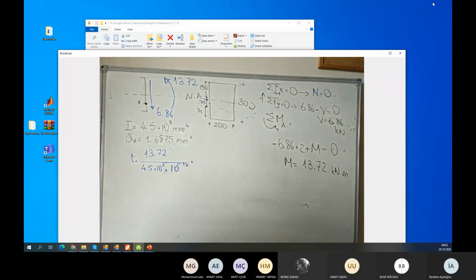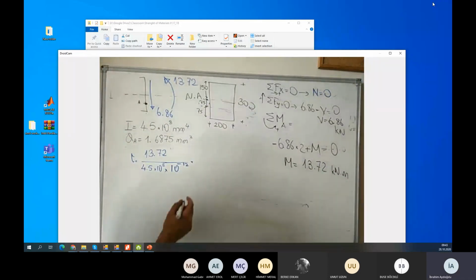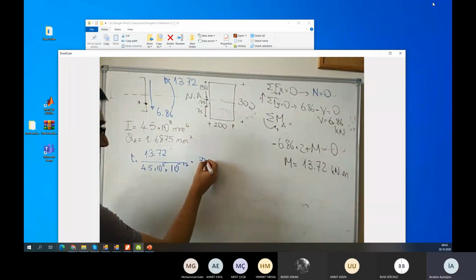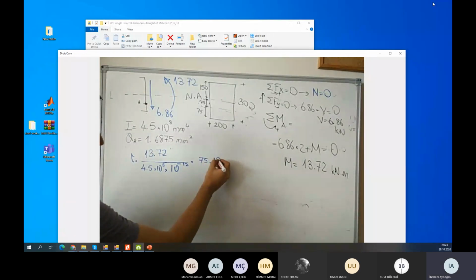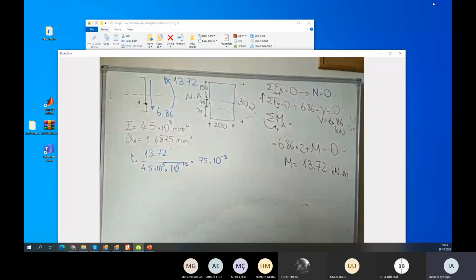Also I need to write the YA value. What is the value of YA? 75 is in millimeters, and I need to convert it to meters like this. Again, I need a calculator for this part.